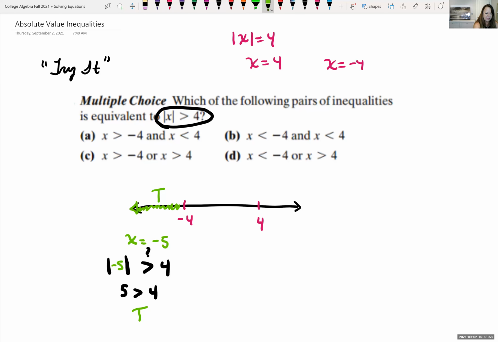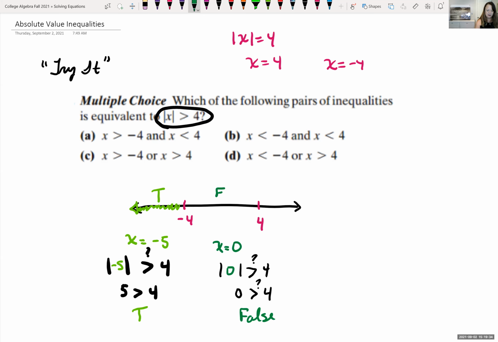So choose something that's in between -4 and 4. I like to choose 0 if it's inside an interval, just because it's usually the easiest. And so if we look at the absolute value of 0, we want to know, is that greater than 4? Is 0 greater than 4? That's false.